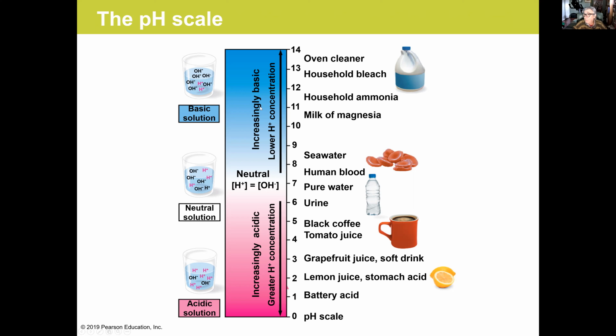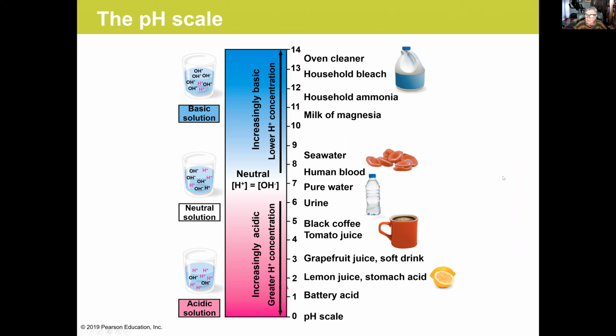And same thing with the basic side, also called alkaline. Seawater, milk of magnesia, household ammonia, household bleach, oven cleaner. That's why when you clean the oven, you wear gloves, because it's dangerously basic.